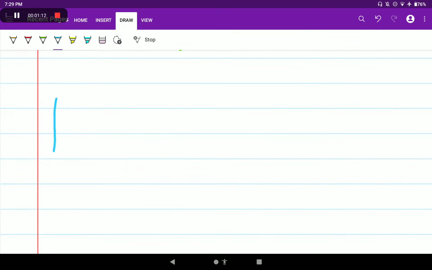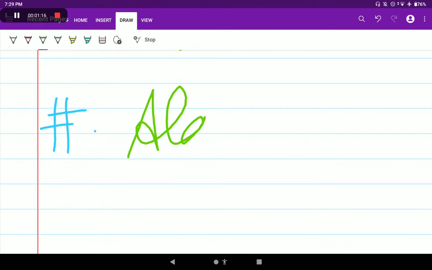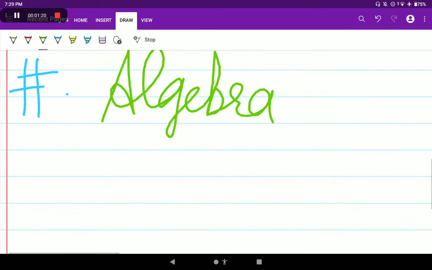So now let's start algebra of complex numbers. So what comes in algebra? Addition, subtraction, multiplication and division. So first let's see addition.